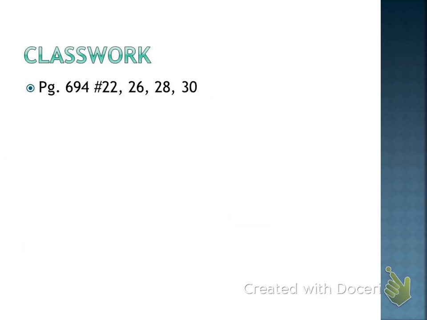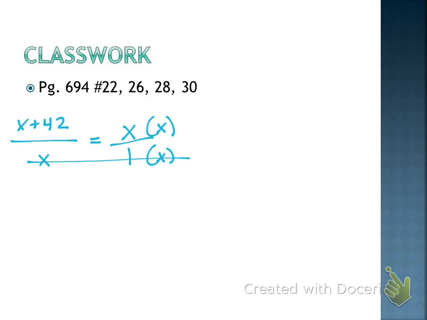All right, now number 30. This is the one that you might have had a little bit of trouble on. Number 30, we have x plus 42 over x is equal to x. Now, what would I have to do before I do anything? Put x over 1. Now, what's a good common denominator? x. So do I need to do anything to my first fraction? No, but what do I need to do to my second? Multiply by x. Cancel out my denominators, and I have x plus 42 is equal to what?